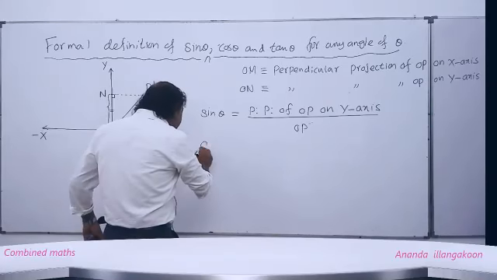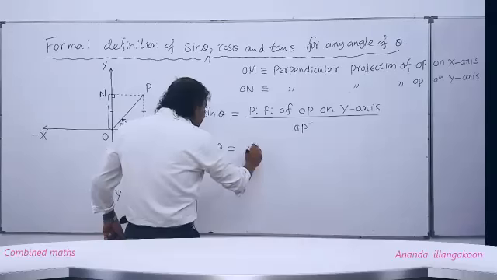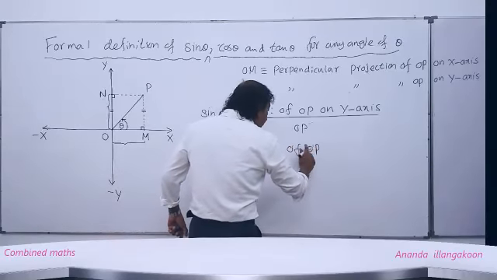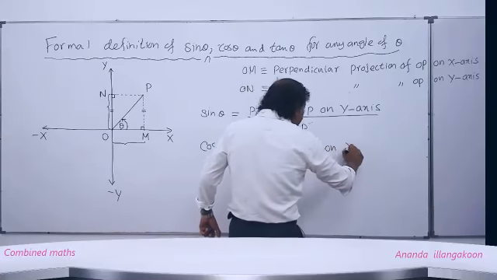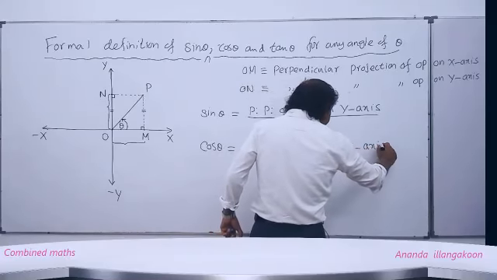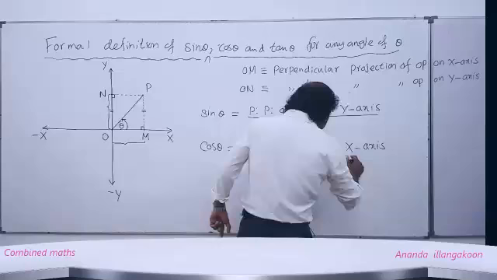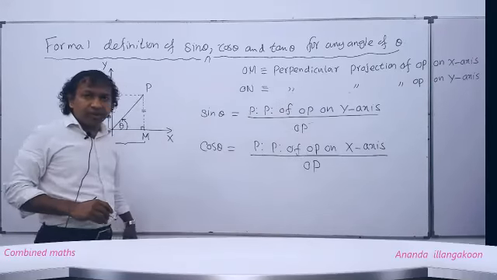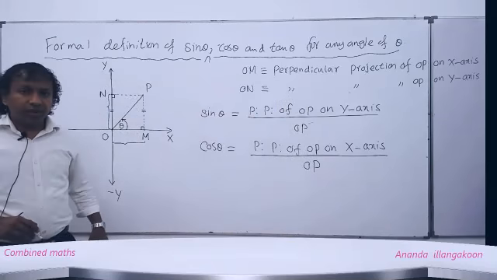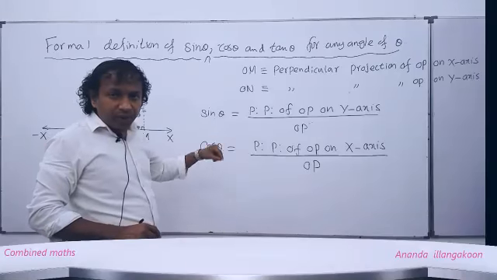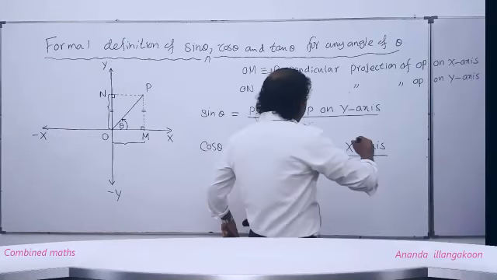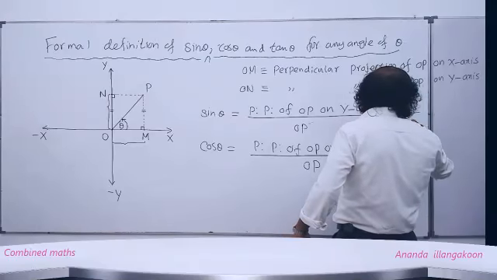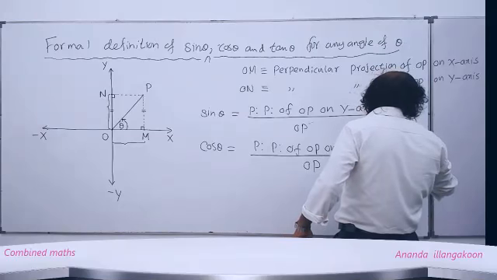Cos theta definition: the perpendicular projection of OP on the x-axis divided by the OP length. This is how we define cos theta. So if I write here, sine is ON divided by OP, and cos is OM divided by OP.